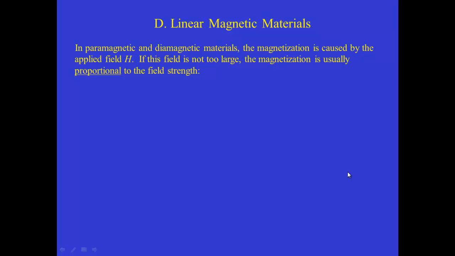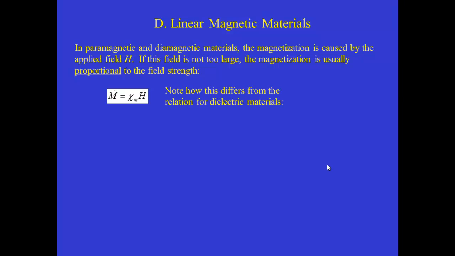We're going to extend our treatment of magnetic materials to talk about a specific kind of magnetic material, which is very common, and that is a linear magnetic material. In paramagnetic and diamagnetic materials, the magnetization is caused by some kind of applied field, H. If the field's not too large, the magnetization is usually directly proportional to the field strength. And so we write M equal to a constant chi sub m times H, and chi sub m is called the magnetic susceptibility. It's a parameter that characterizes a particular kind of material.